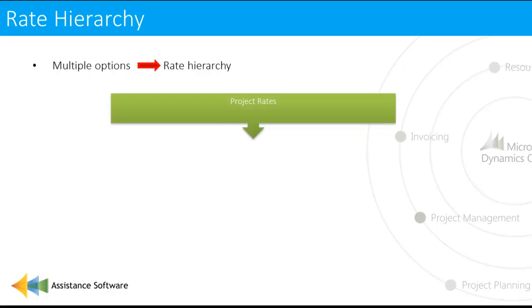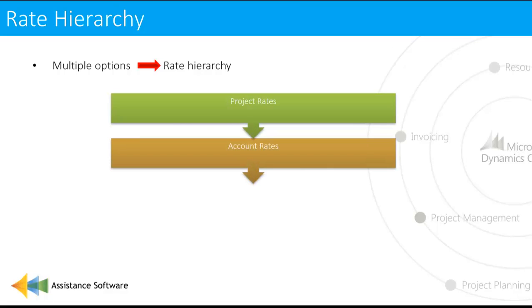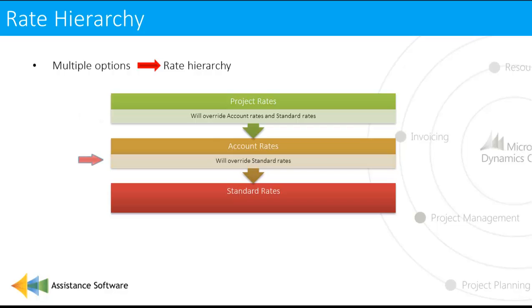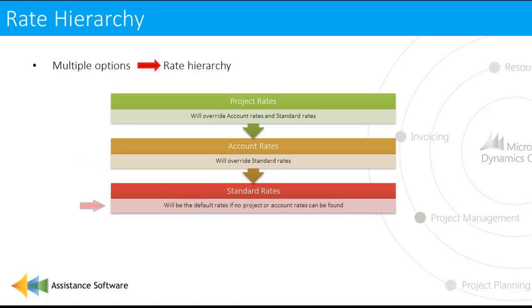Because of the multiple options here, you can create project rates and account rates in addition to your standard rates. The following rule will apply. Project rates will always override your account and standard rates. Account rates will always override your standard rates. And your standard rates will be the default rates if no project or account rate can be found.